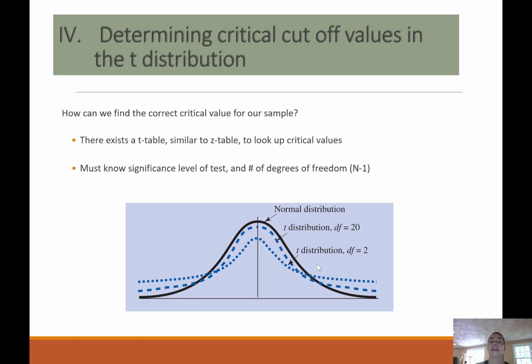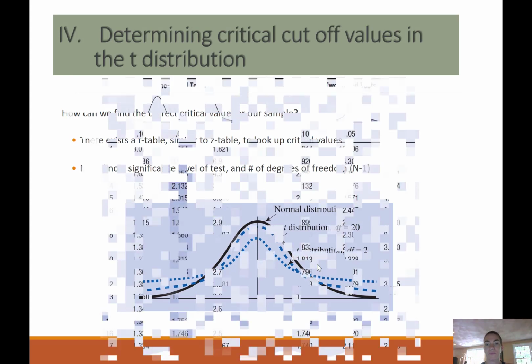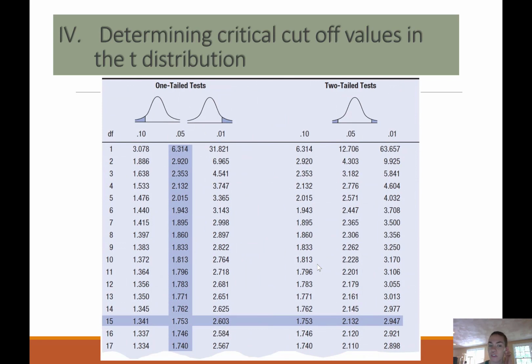So we'll look into a similar table. It's very much like the Z table, but it's called a T table, to find the critical values. To find the critical value in that table, we'll need to know the significance level of the test, so whether we're using a 0.05 or 0.01 alpha level. We also need to know whether we're conducting a one-tailed or two-tailed test. And then finally, we have to know the degrees of freedom. This is a little screenshot of what that table looks like.